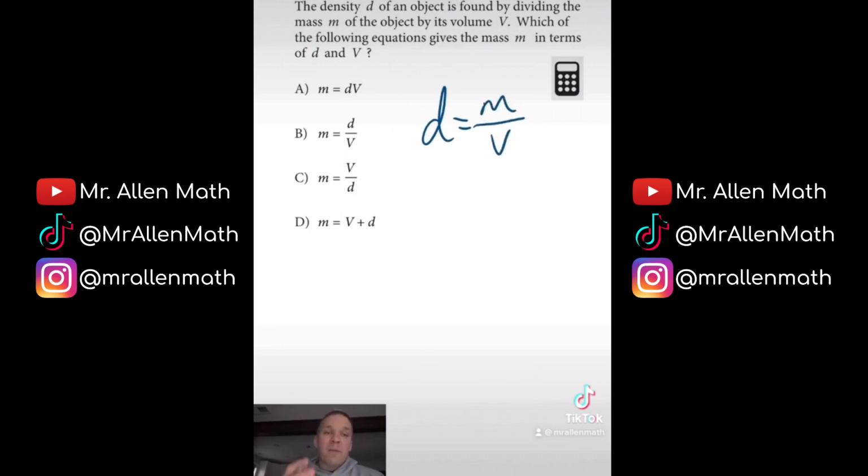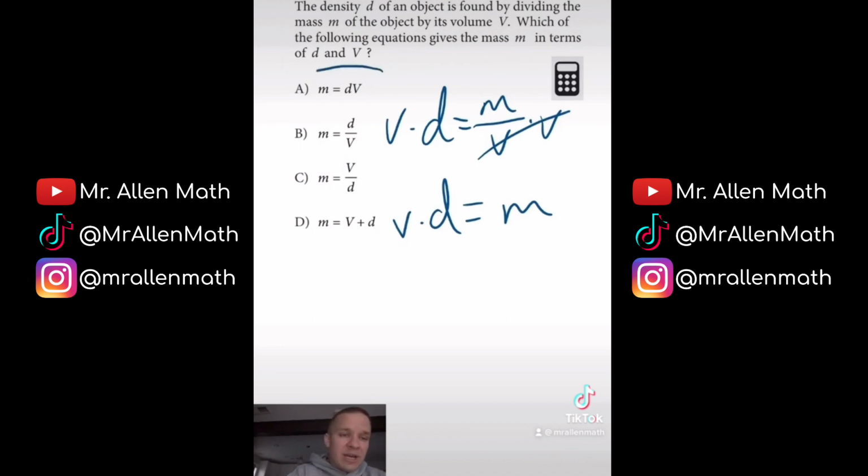But here we want the mass M in terms of D and V. So I need to get M by itself. Well, it's a pretty quick algebraic maneuver here. We're going to multiply by V on both sides. That'll get me M by itself. And now I have V times D, or D times V would work. Multiplication is commutative. The choice is A. That is awesome. And we done.